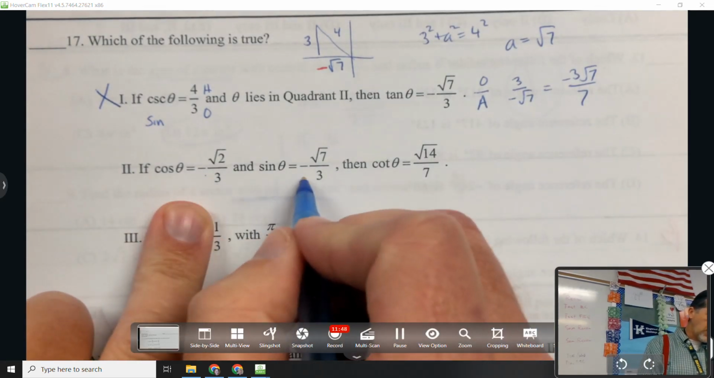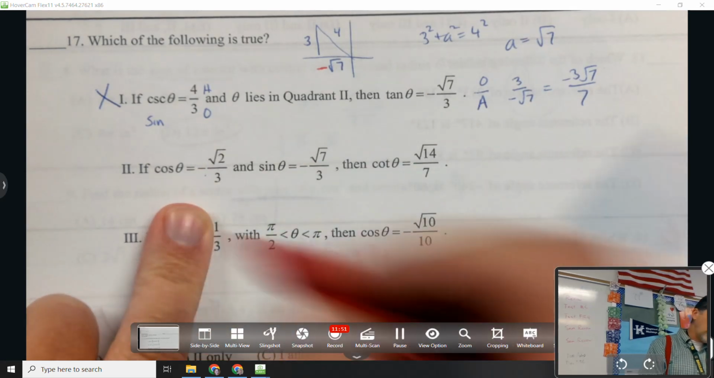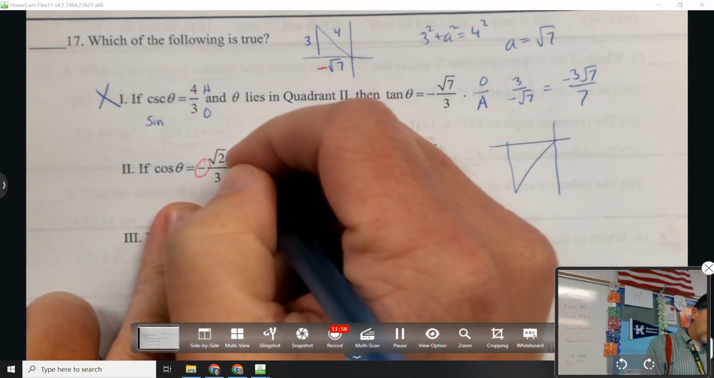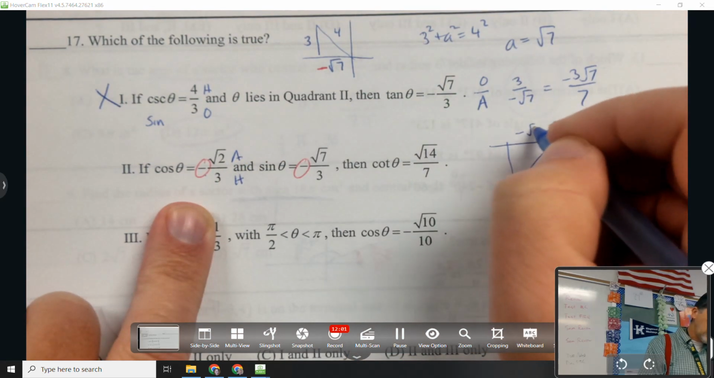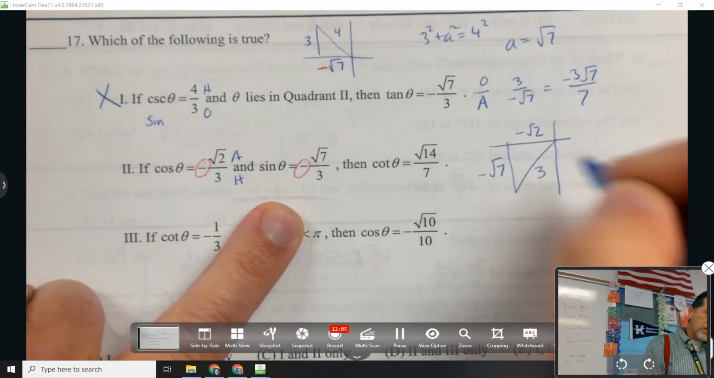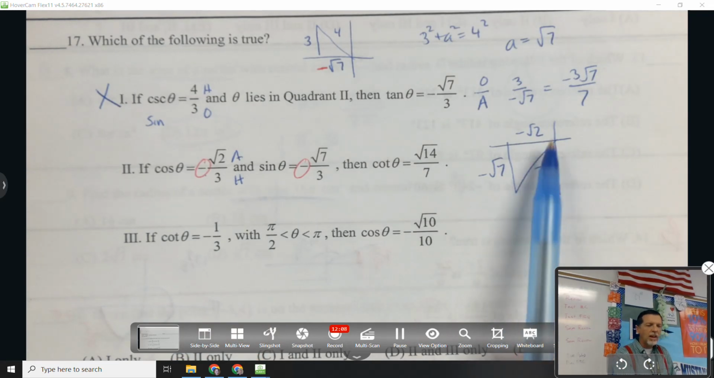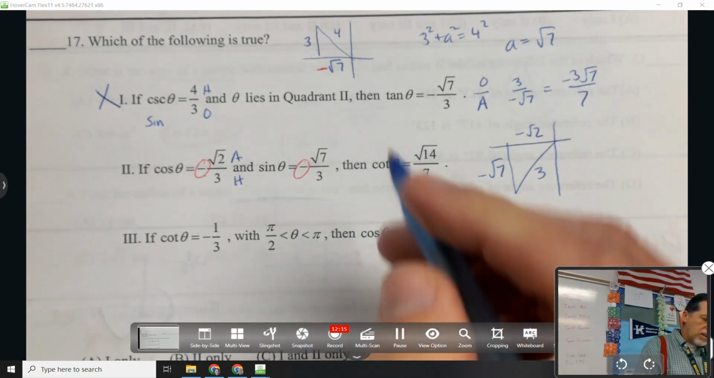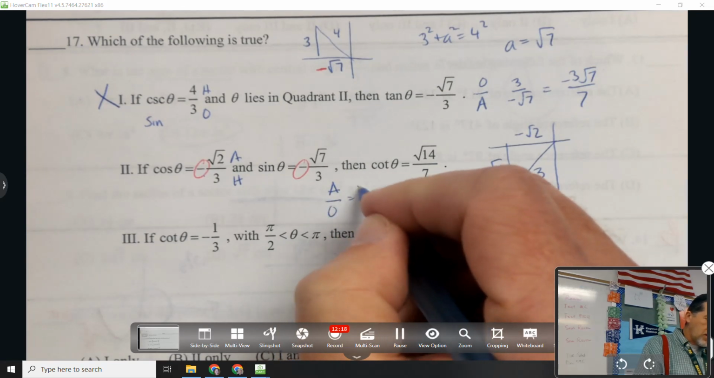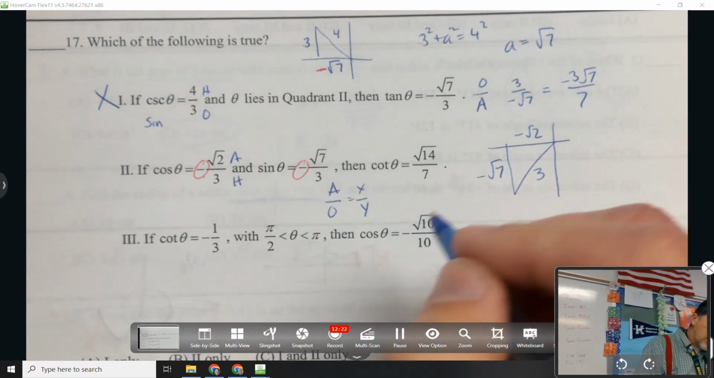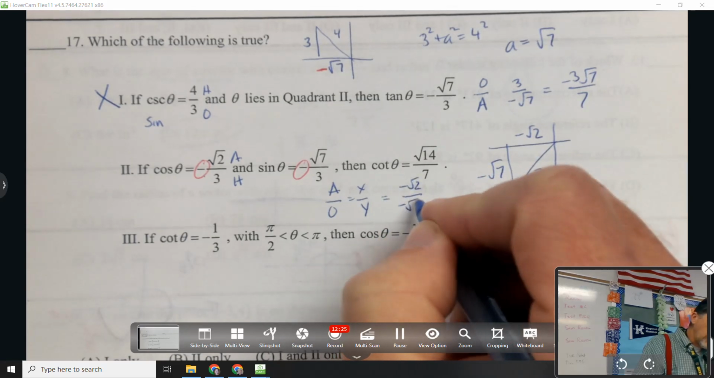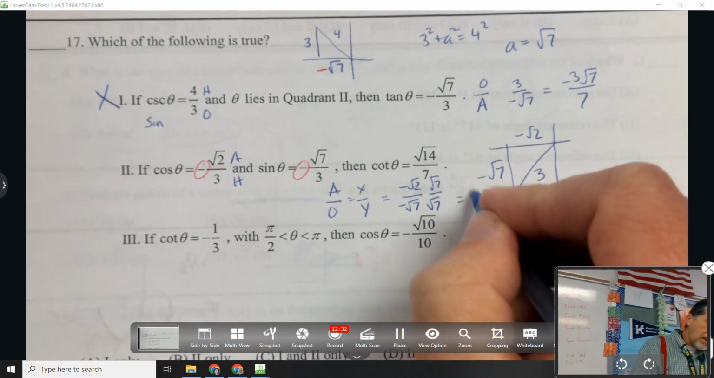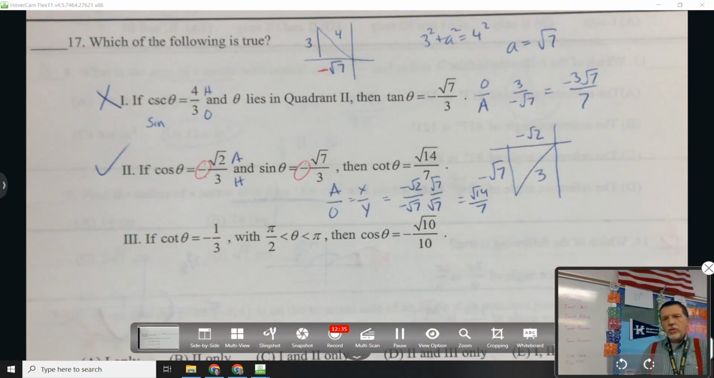Cosine is negative, sine is negative. What quadrant do I have to be in if cosine is negative and sine is negative? Got to be in the third quadrant. Cosine is adjacent over hypotenuse. Sine is opposite over hypotenuse. And yeah, we could check and see a squared plus b squared does equal c squared. Then cotangent would be adjacent over opposite, or x over y. So negative root 2 over negative root 7. So it is positive. And if I fix it, I get root 14 over 7. So statement 2 is true.